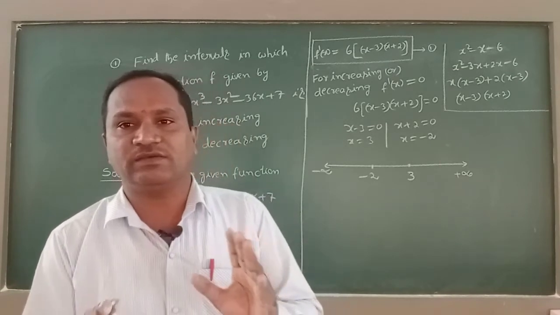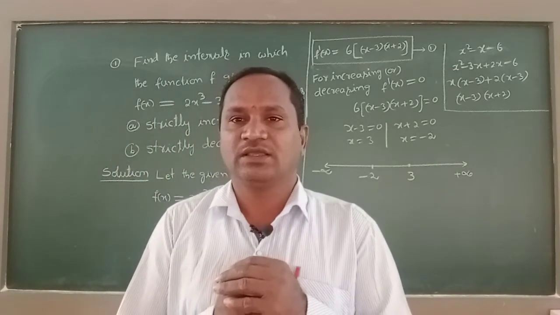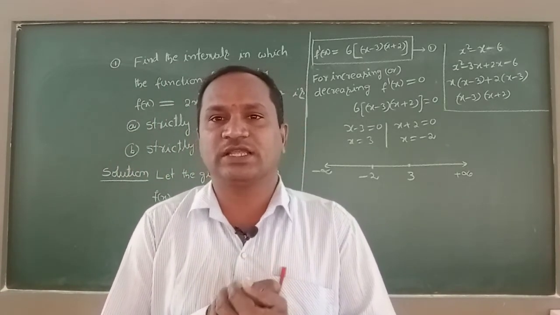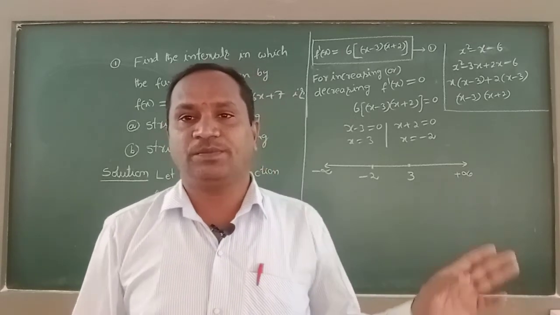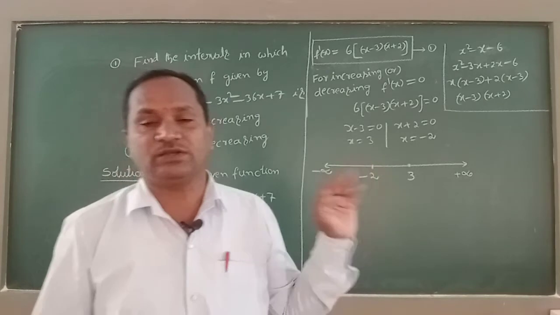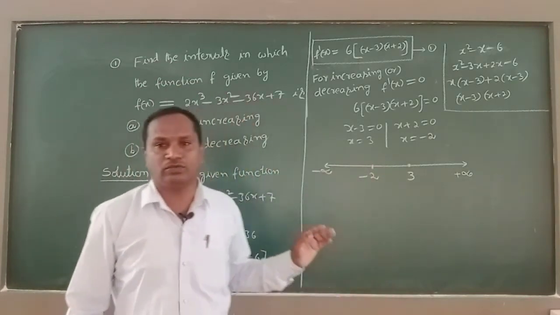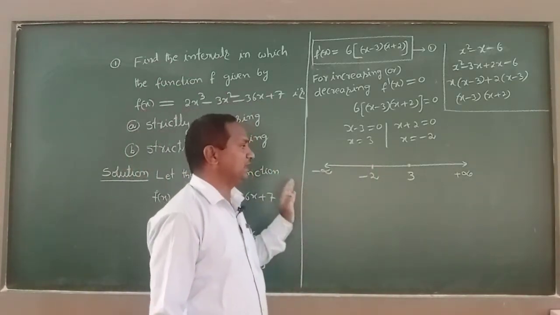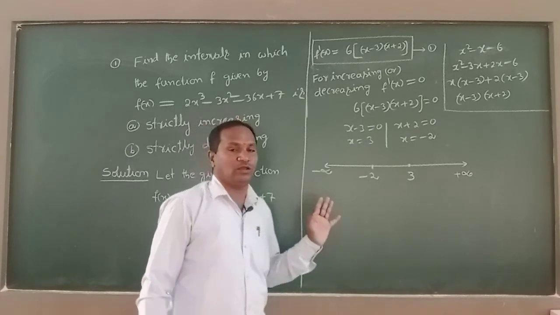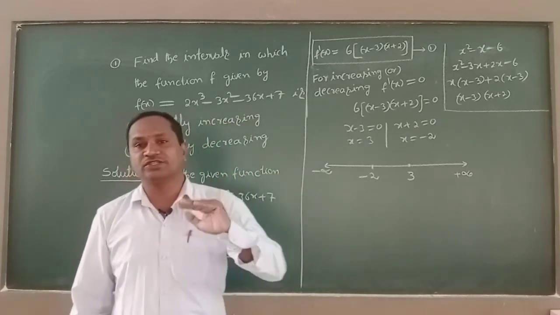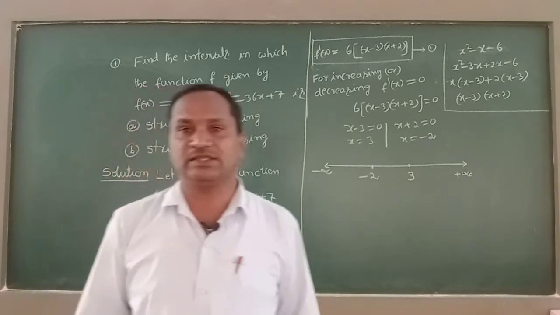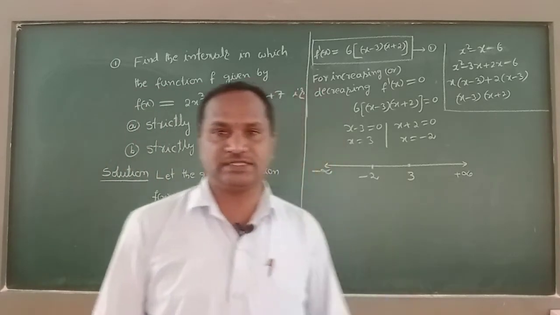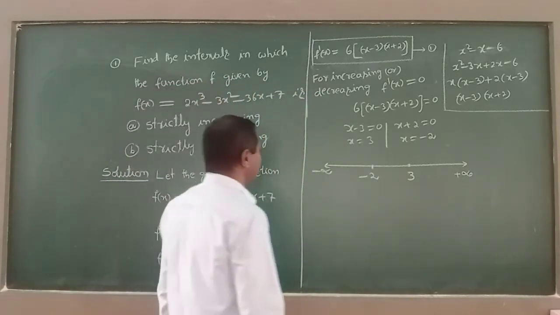In those 3 intervals we check whether the given derivative f dash of x is less than 0 or greater than 0. In the previous class we took one table. Here also we are going to take one table. With the help of that table, we can easily tell in which interval the given function f of x is strictly increasing or strictly decreasing. First one is the table here.